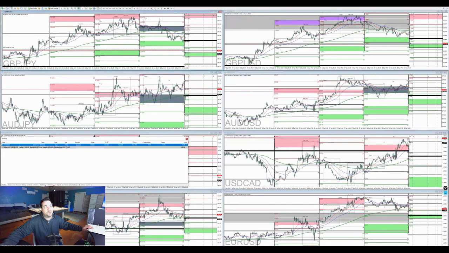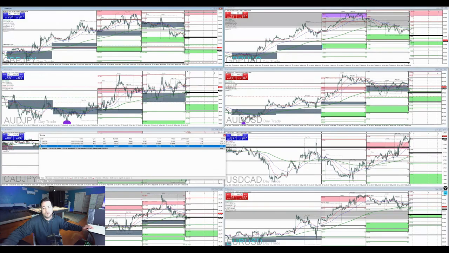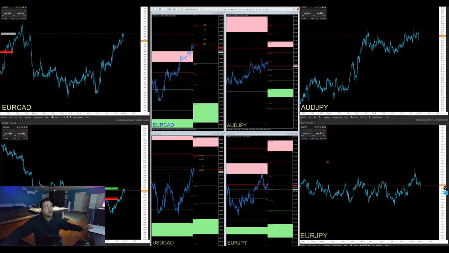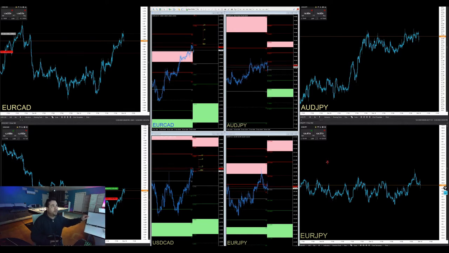Let's go back into eight. Okay, so we have here in about 10 seconds the closing of the candle. Here we go, perfect. Okay, so now I'm gonna go ahead and adjust my stops.